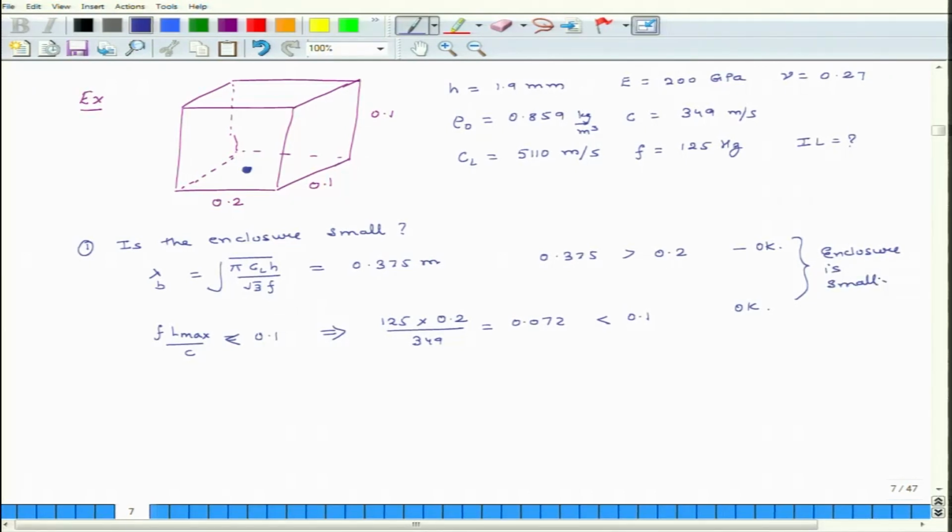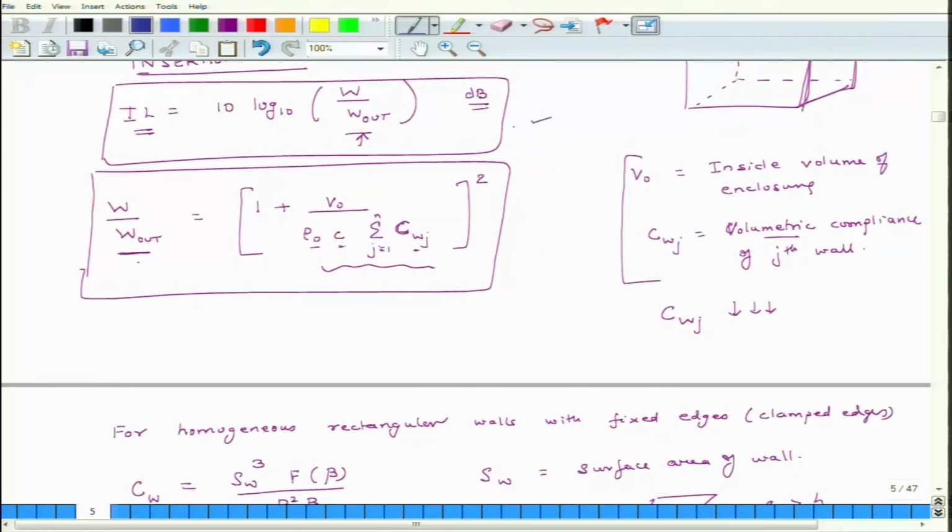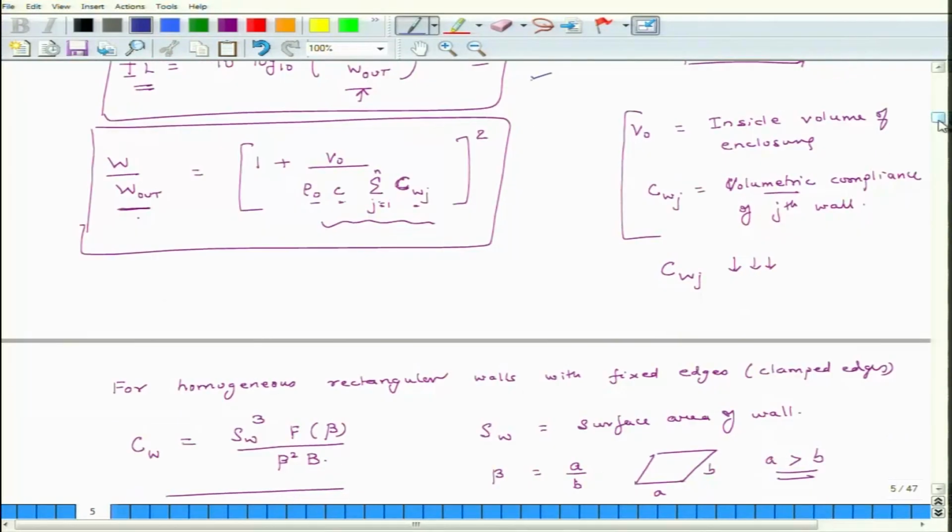Okay. So, if the enclosure is small, then we can compute its insertion loss, and to compute the insertion loss we will use this relation, and to compute this relation we have to compute W by W naught, and to compute W by W naught we have to compute all these V naught, rho naught C, and all that stuff. So, the most complicated is finding out compliances, everything else is given directly.